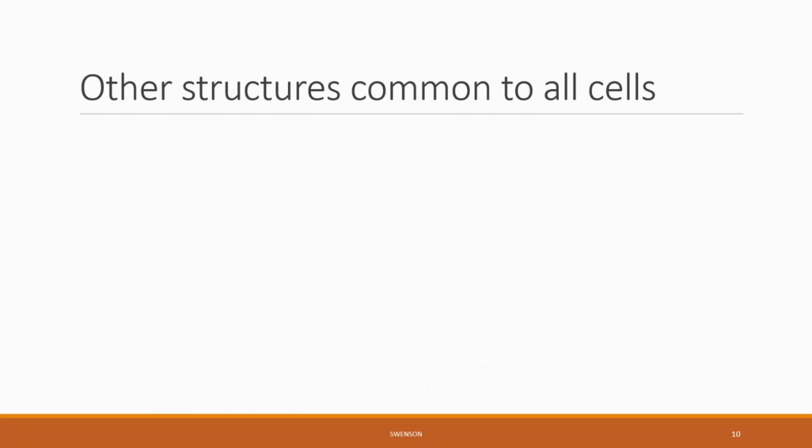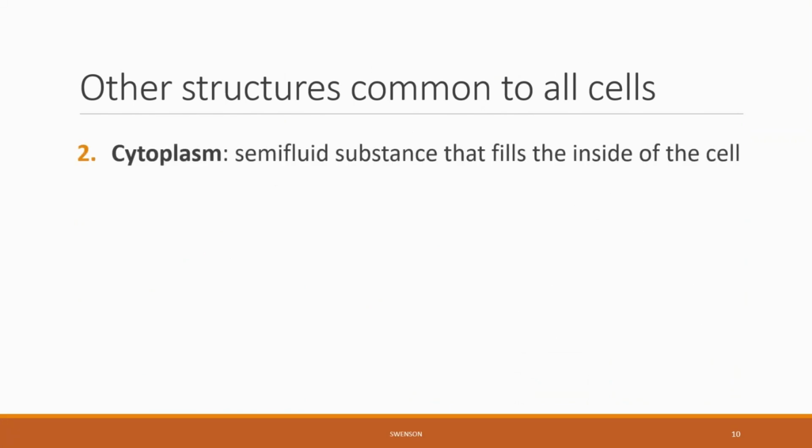Additionally, all cells have a semi-fluid substance inside the cell. This semi-fluid is a solution of water packed with many different molecules that make it almost a gel-like substance. A water-based solution, just so you know, is called an aqueous solution. So this solution, the cytoplasm, would be called an aqueous solution. This substance is called the cytoplasm, and cyto means cell.